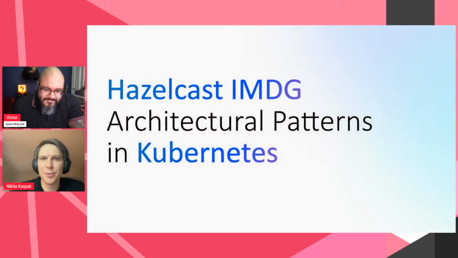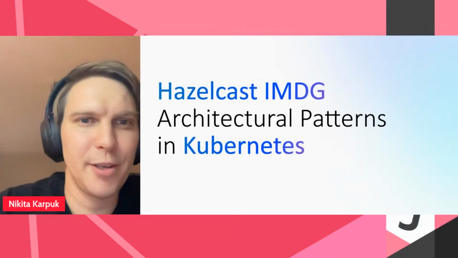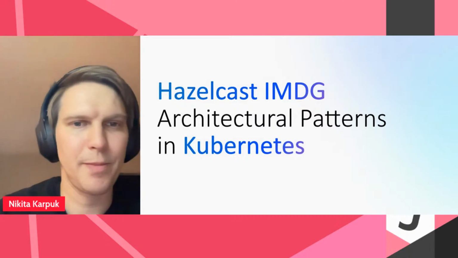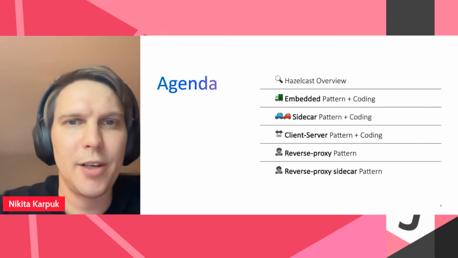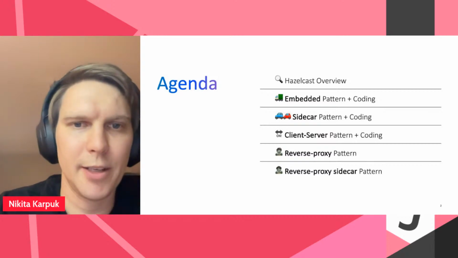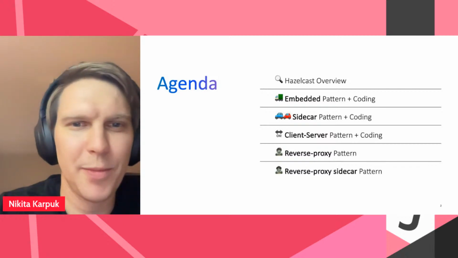Yeah, so let me start with a small introduction. My name is Nikita. I am speaking from Warsaw, Poland. I am a software engineer, and today I'm going to present and discuss Hazelcast in-memory data grid architectural patterns in Kubernetes. I'm going to make some introduction about Hazelcast itself, and then we'll deep dive into patterns and their implementation. Especially, we will focus on embedded patterns, sidecar, and client server. Here, as you see, reverse proxy and reverse proxy sidecar are visualized as zombie patterns, and later we'll talk about that and why it's so.